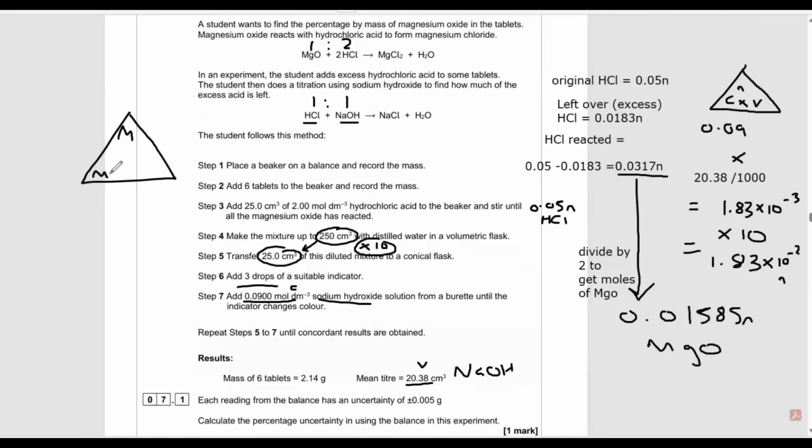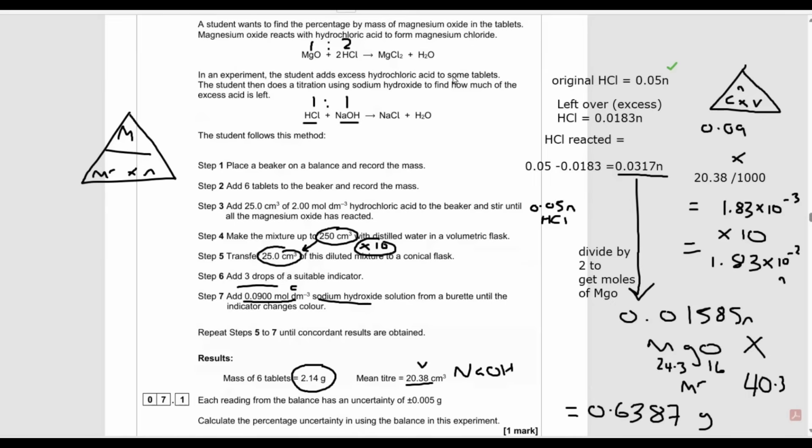Now I need to convert that into mass because we want to work out the percentage of MgO mass in the total mass of the 2.14. So I'm going to do mass, I'm going to do Mr times n. The Mr of magnesium oxide is 24.3 for magnesium, use your periodic table, and 16 for oxygen, so it's 40.3. Times 40.3 by 0.01585, which was my moles of magnesium oxide. And we're going to get 0.6387, something, you could round it, 0.64, whatever, grams of magnesium oxide.